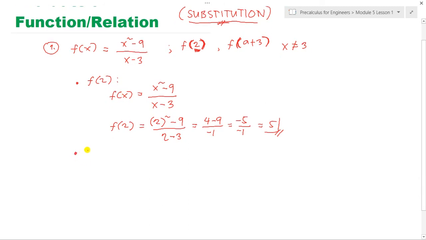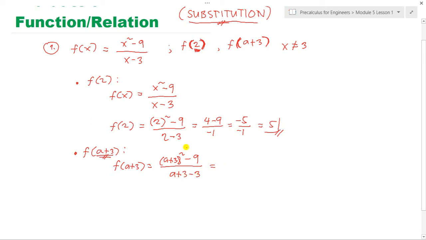The second one, let's say you have an f of a plus 3. This time our value of our x is a plus 3 na siya. Okay, diba? A plus 3 is inside the parenthesis. So we have here f of a plus 3 is just equal to x squared. So ang x na to is a plus 3, then squared, then minus 9 divided by a plus 3 minus 3.